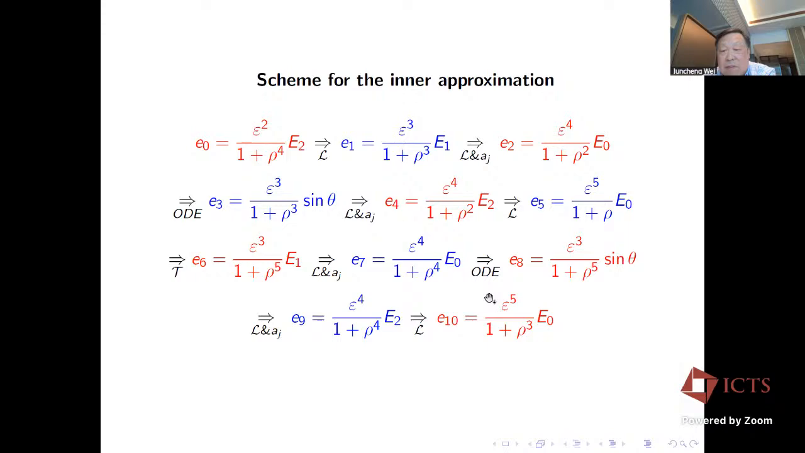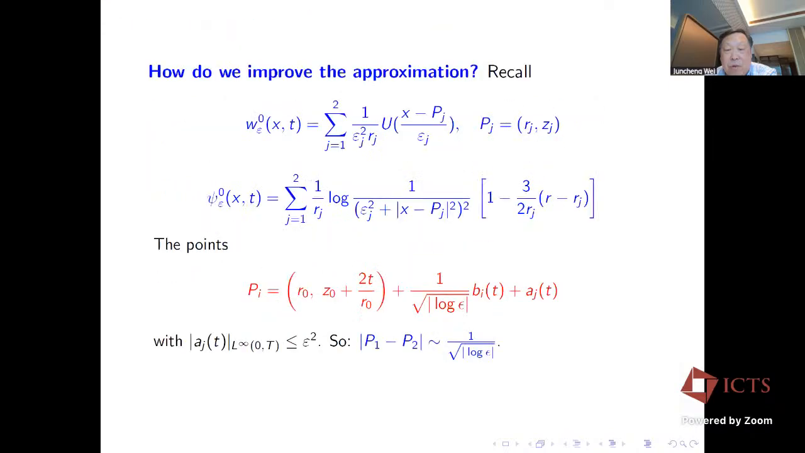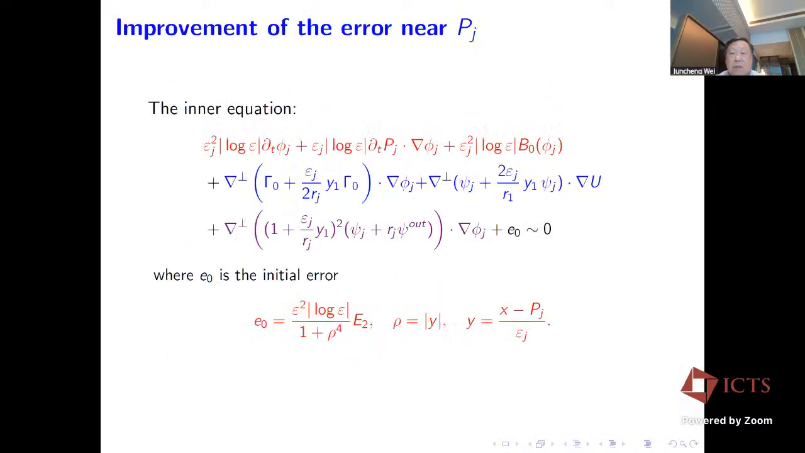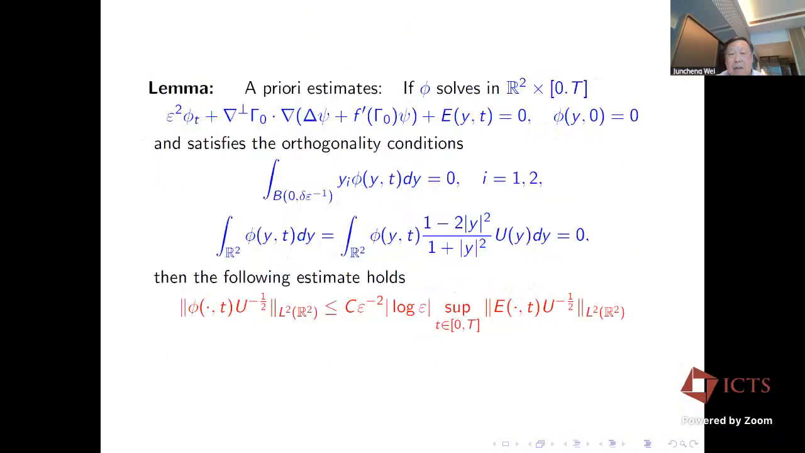Now, once you have this error here, then you can use this L2 theory to close the loop. So this is a more complicated version, but for the problem we have, we can still solve it.